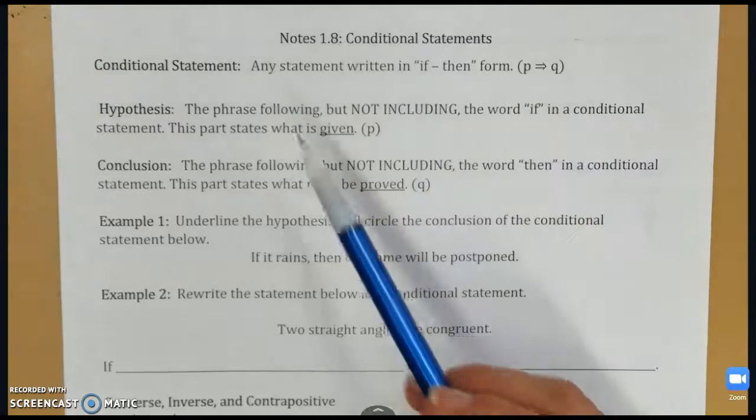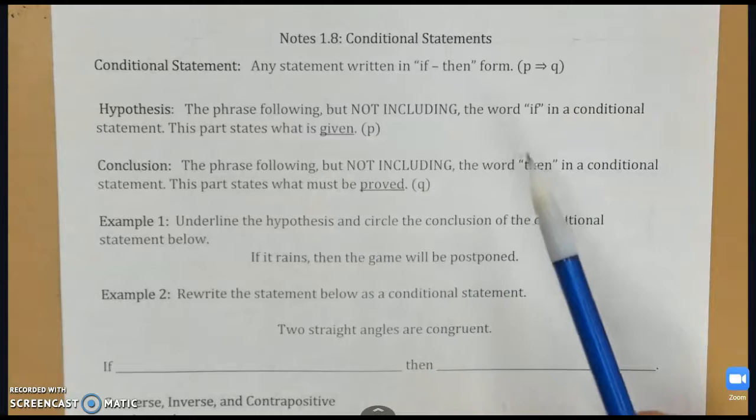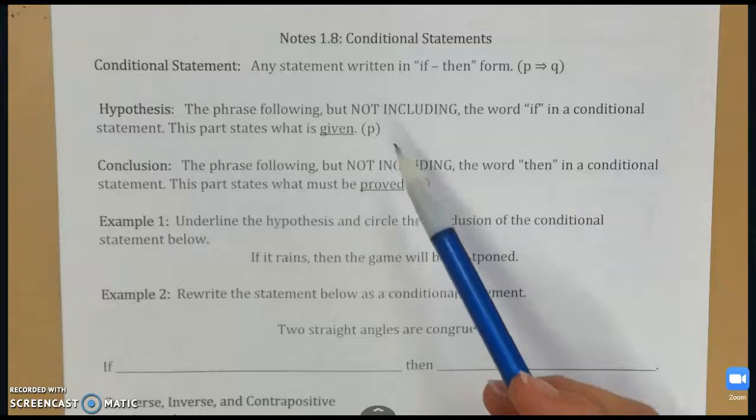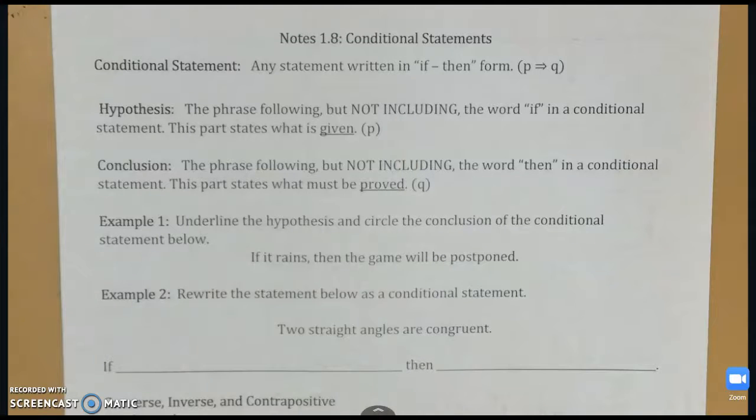The hypothesis is the phrase following the word if, but not including the word if. So in a proof, this would be stating what we're given, so our P. And then the conclusion is the phrase following the word then. So in our conditional statements with proofs, this is going to be what we are proving, or our Q.